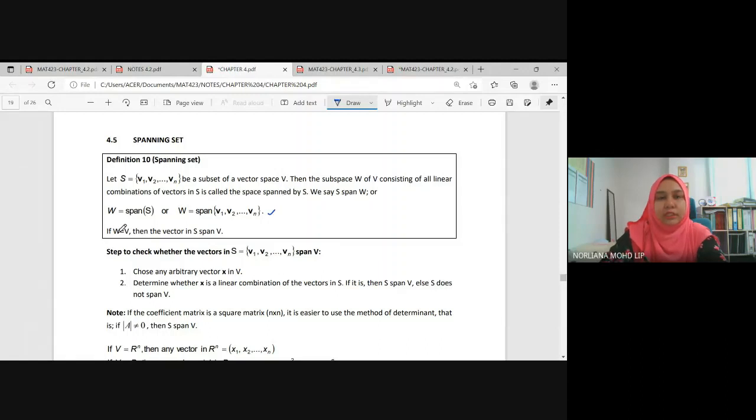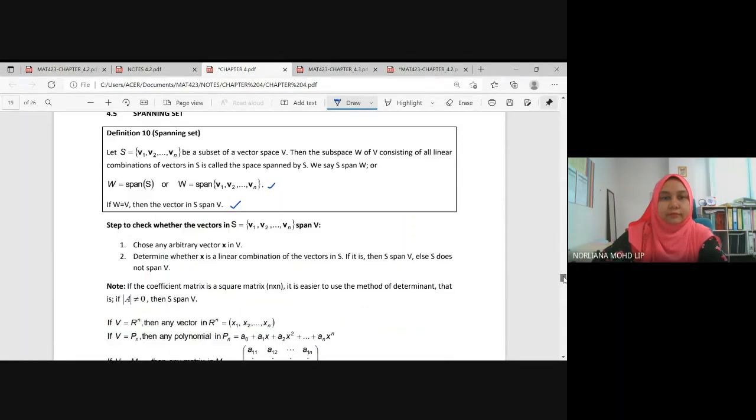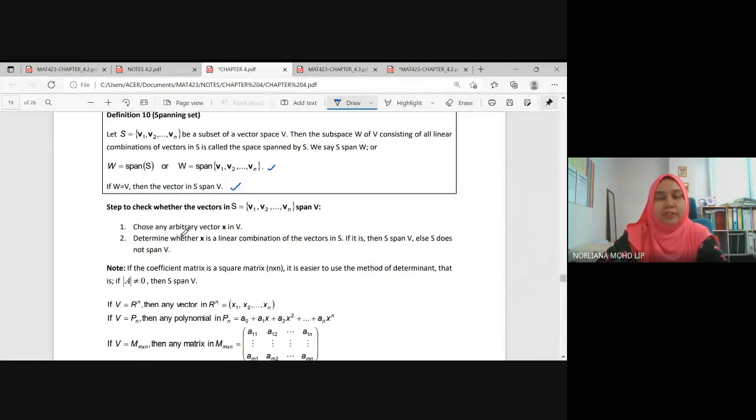Okay, if W is equal to V, then the vectors in S span V. This is the definition for a spanning set. So how to check whether the set S spans V or not? There are two steps. The first step, we choose an arbitrary vector x in V.